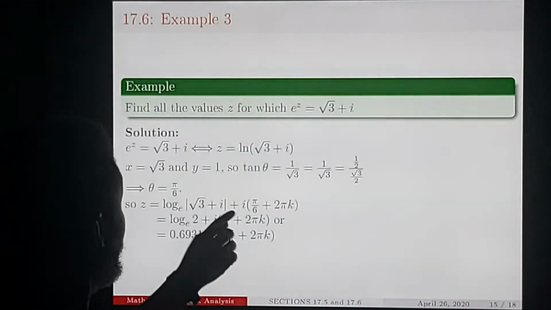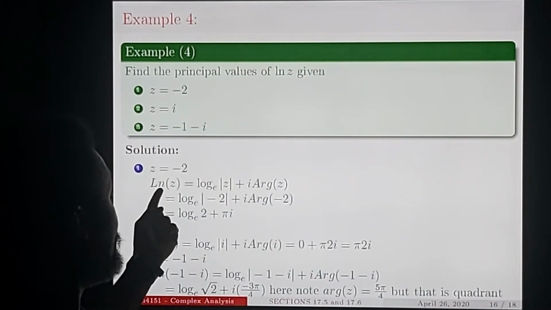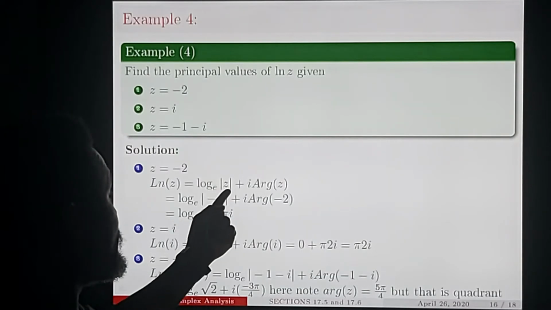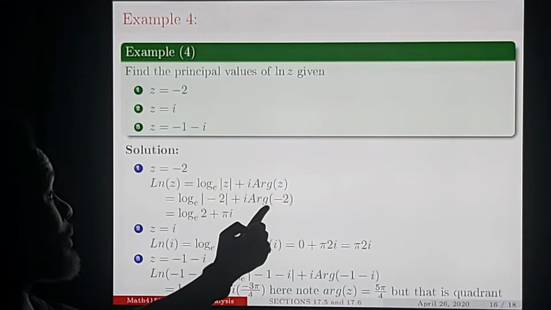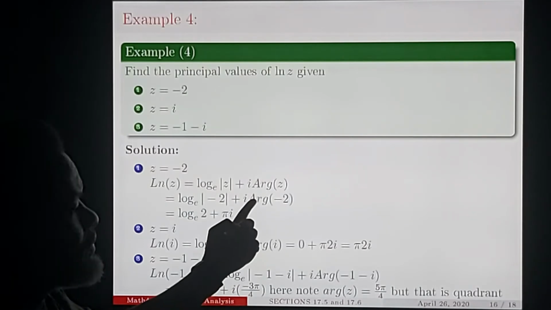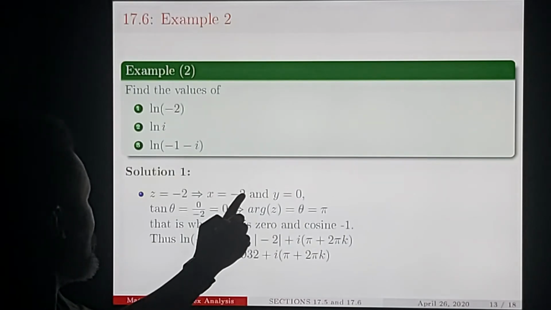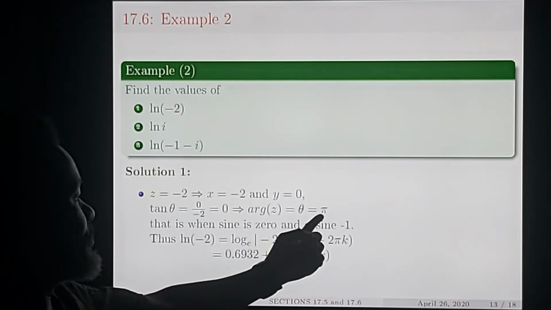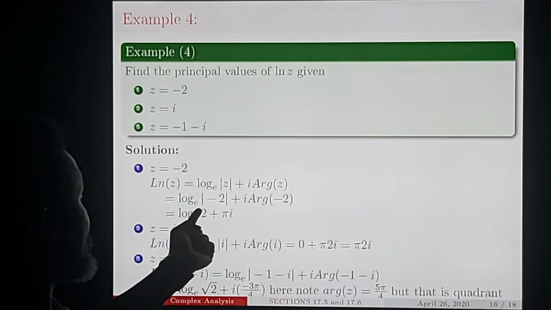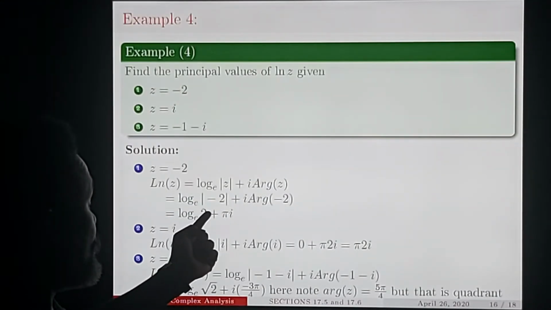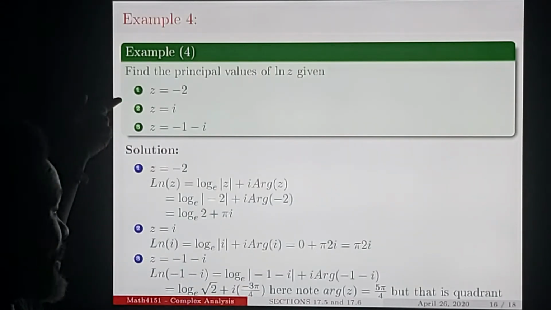Look at this. z equals minus 2. The principal natural logarithm will be log to base e of the modulus of that plus i times the principal argument of z. I gave you the wrong one, that was the second one. The first one was pi, sorry. So it should be pi here. So we just have log to base e of 2 plus pi i. That's it. Next, the same thing we did previously, we just replace.